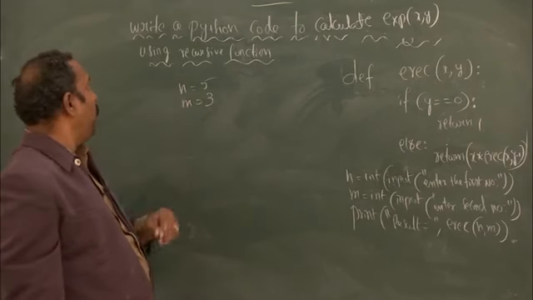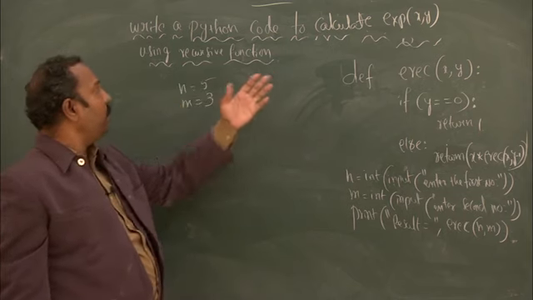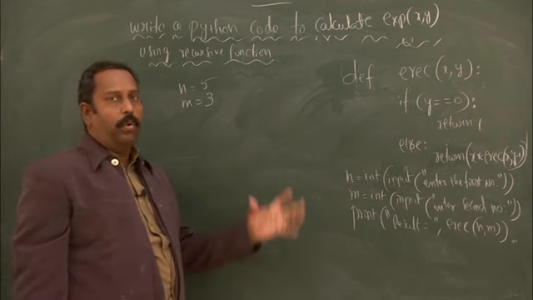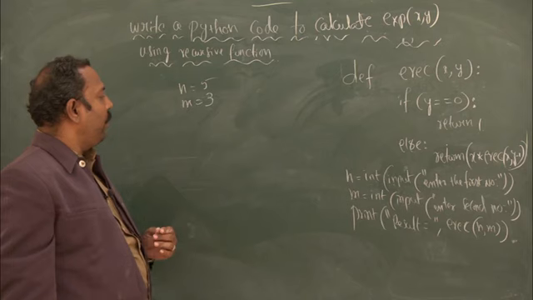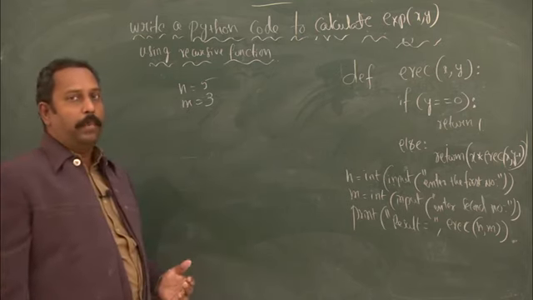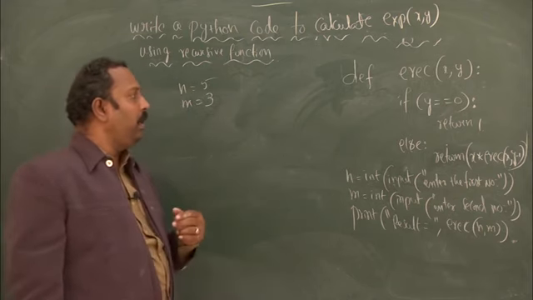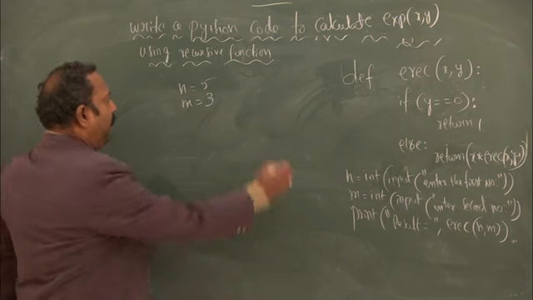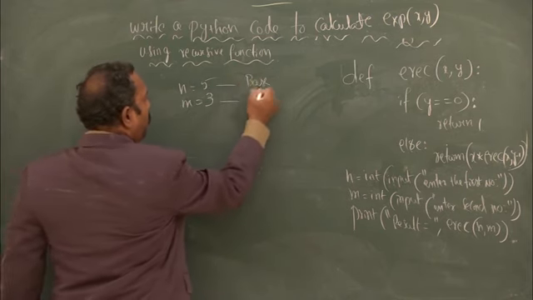Now we'll see another program. Write a Python code to calculate exponent value x comma y using recursive function. Our own function we have to write by using a recursive function. So for example, to find the exponent value, we require 2 numbers. One is base value and the other is exponent value. So n is a base value here, m is an exponent value.